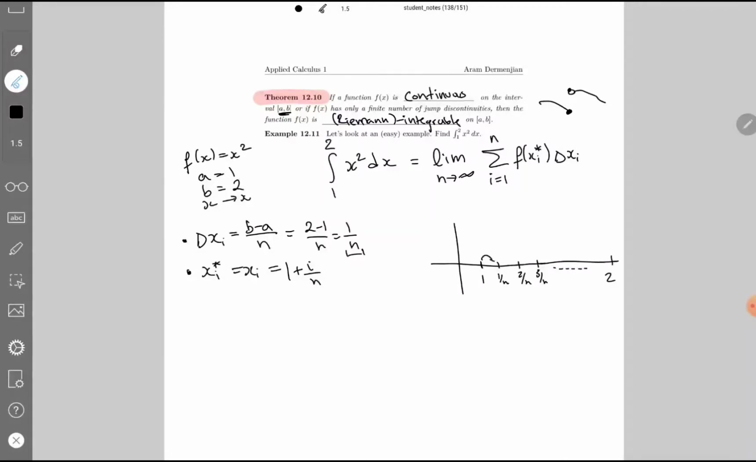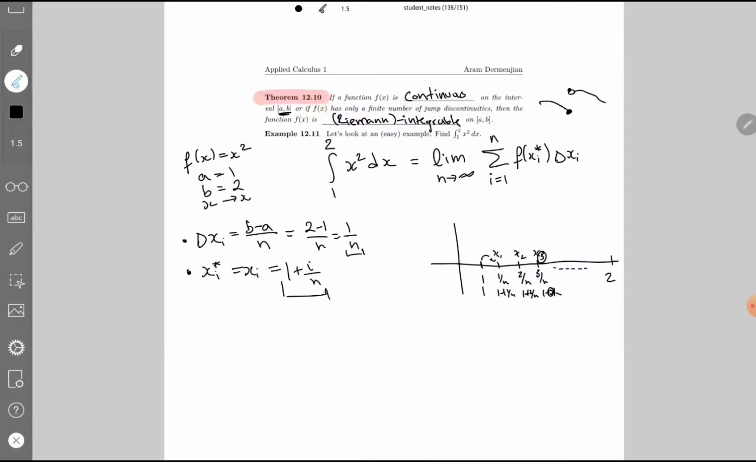So this is the right-hand limit, right? This is x1. This is x2. This is x3. So notice how this is 1. This is 1 plus 1 over n. This is 1 plus 2 over n, 1 plus 3 over n. So notice how these indices match up with the top. So this is kind of where I ended up getting this. And this is something you're going to have to think about when you solve a problem like this.